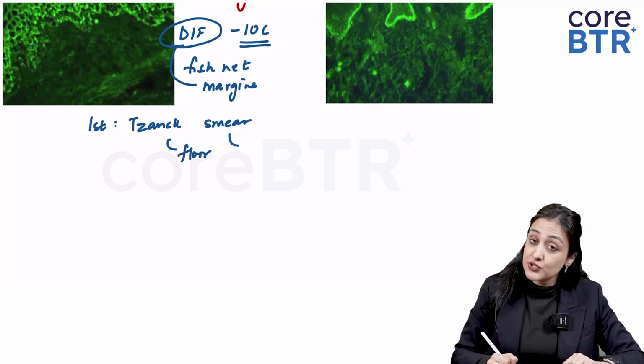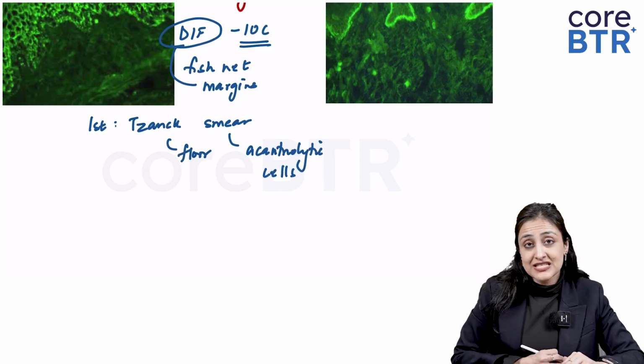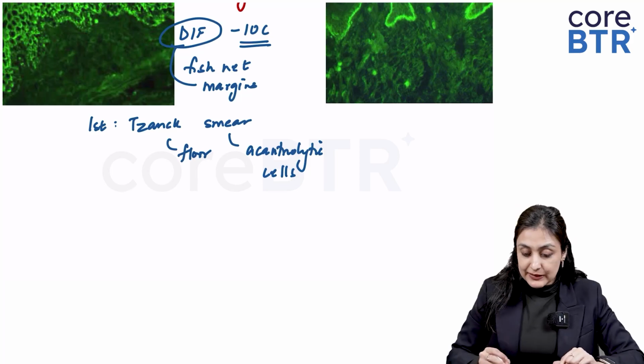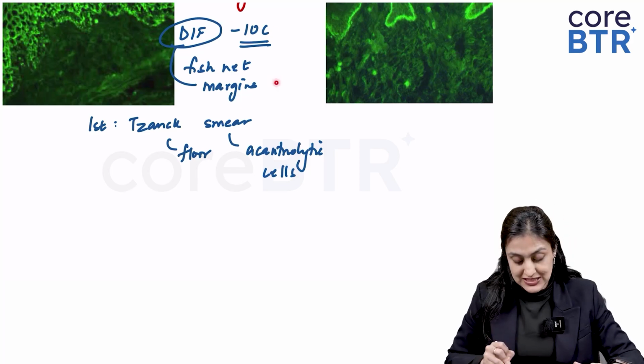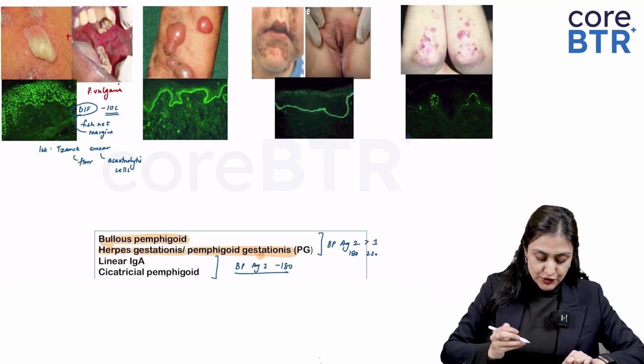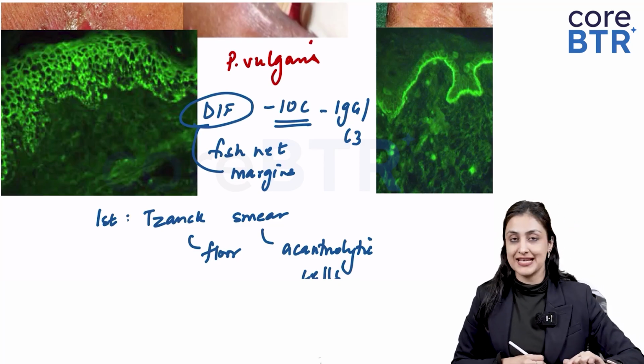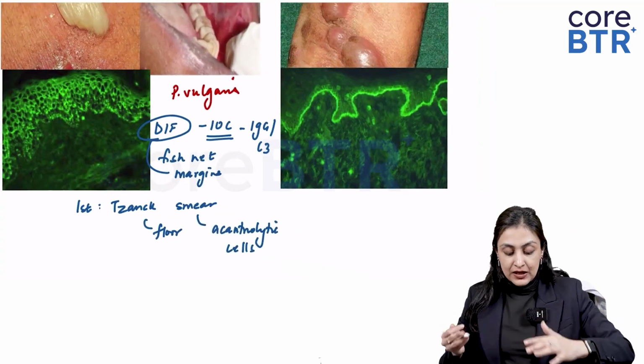In the Tzanck smear, you already know we are going to see acantholytic cells, right? So the first investigation, Tzanck smear. Direct immunofluorescence is what we are going to see from the margins, fishnet appearance. Apart from this, you'll also remember that direct immunofluorescence is going to pick up on IgG and C3 deposition against the desmogleins, right?